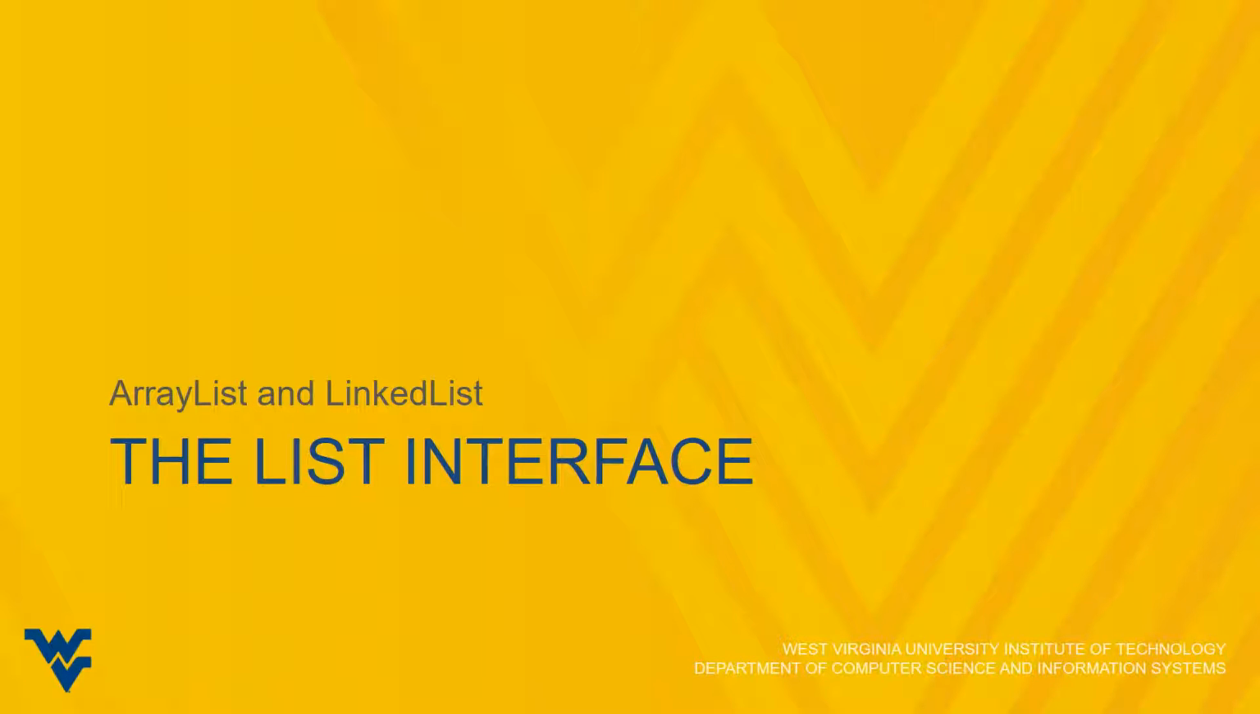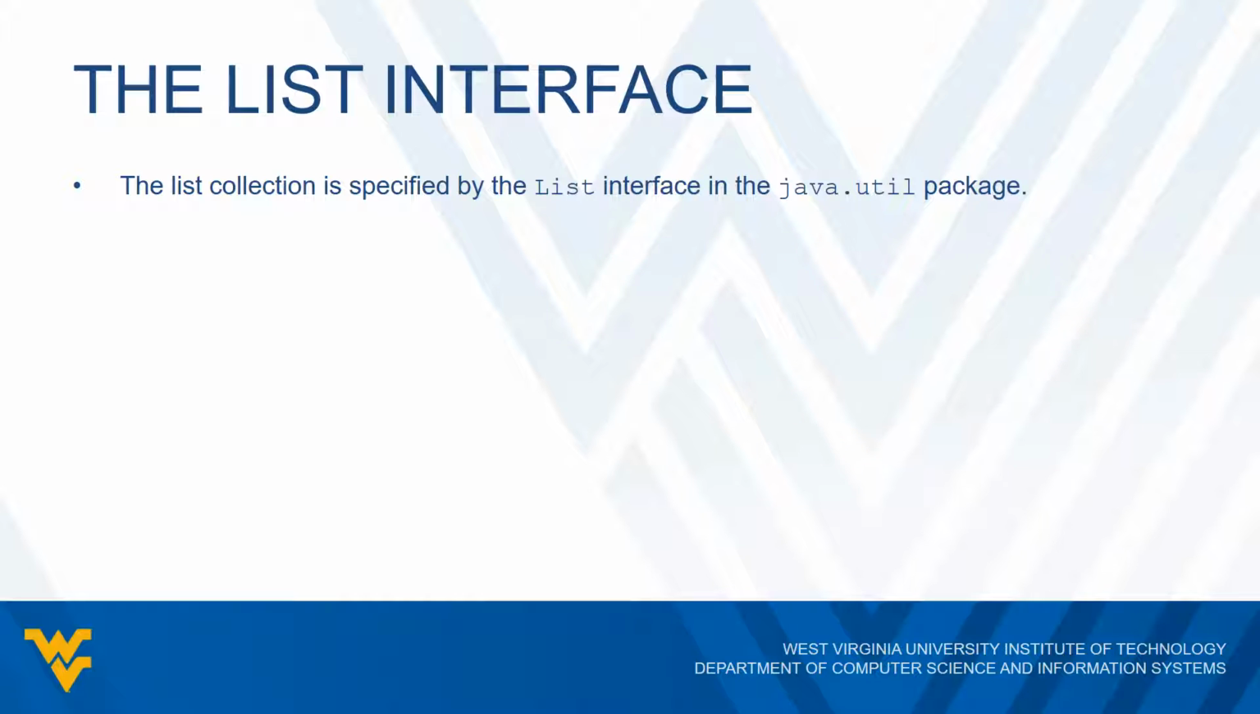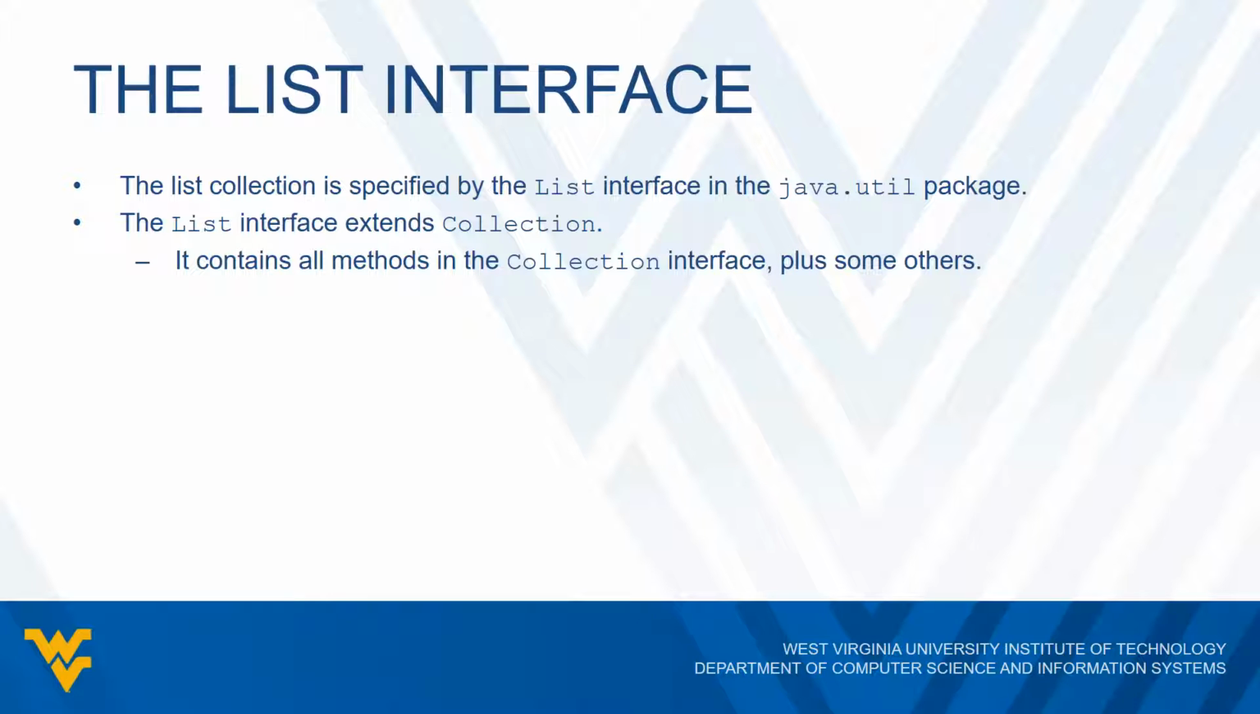We'll now take a look at the list interface that's given to us in the collection. And we're going to show how to implement this interface using both arrays and linked lists. The list collection is actually specified by the list interface, and this is given in the java.util package. Now, this interface does extend the collection interface, which means it has all of the methods that are in the collection interface and then some additional methods that the list interface provides.